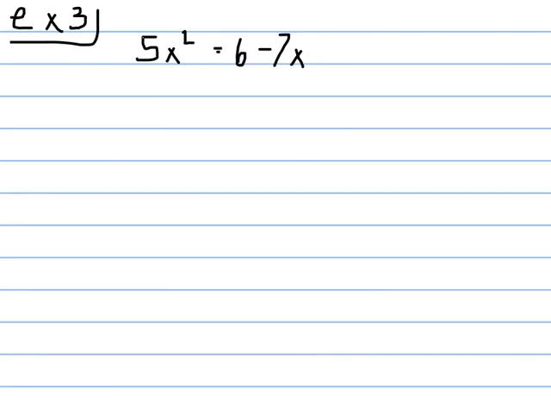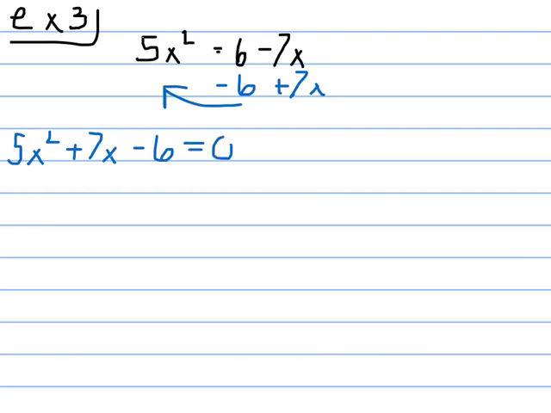The next step is to bring everything over to one side. I do have 5x squared here and then equals 6 minus 7x. Because this is already positive, let's bring all of that over. So we have here, let's subtract the 6 and add the 7x. And we'll bring those over here. So I end up with 5x squared plus 7x minus 6. So that is actually going to equal 0.